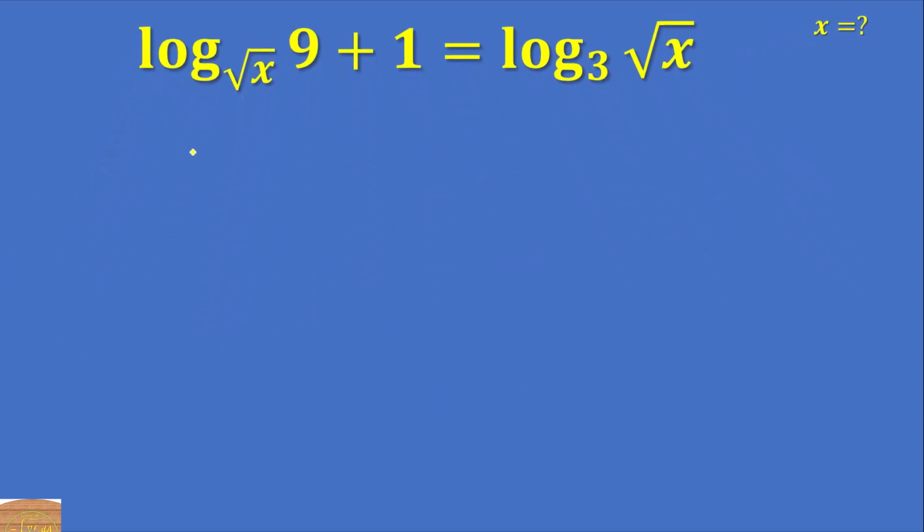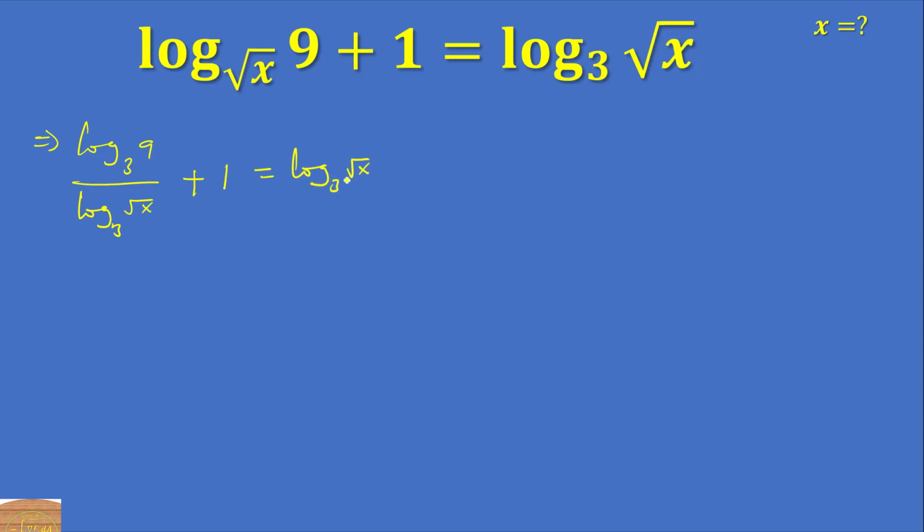All right, so I'll start by saying log 9 to base 3, over, so we are applying change of base, log x to base 3. All right, so the bases are now equal. So plus 1 equals to, so we have log root x to base 3.